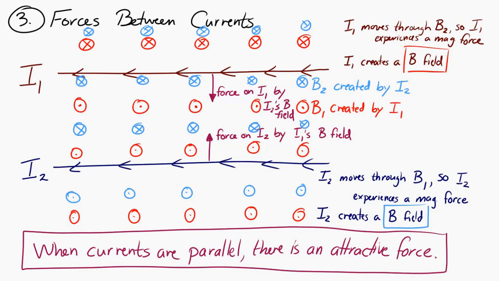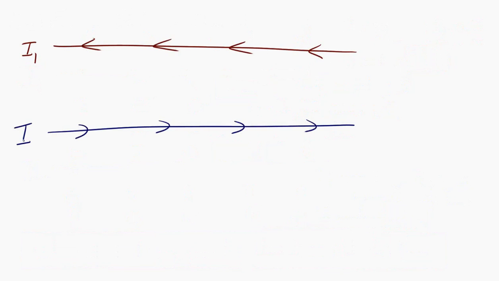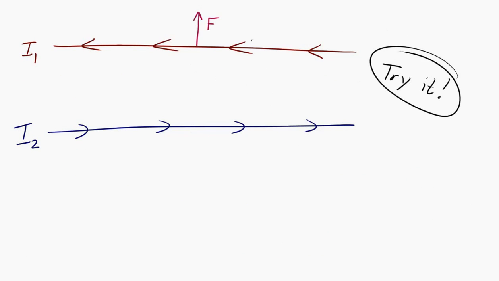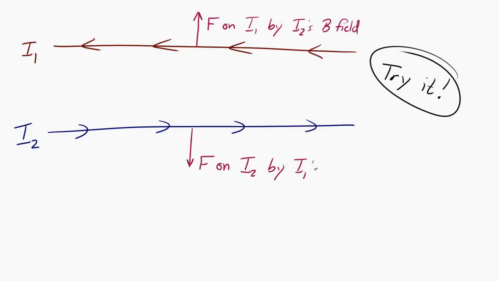And we could do an example where the currents are in opposite directions. Try to figure out what happens. I'll leave that up to you. But you can see that in that situation, if they're in opposite directions, the force would be repelling the two wires.